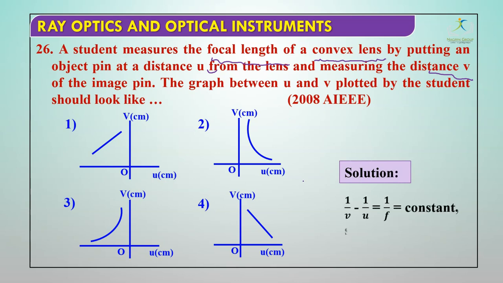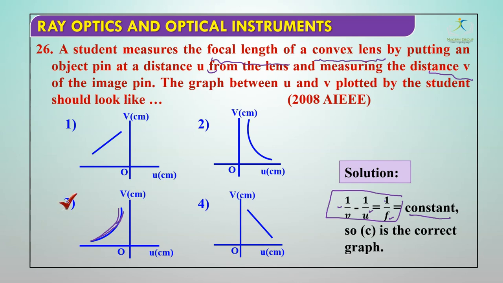According to the solution, as we know, 1 by v minus 1 by u is equal to 1 by f. These values come in the ratio of 1 by f. So as we can see, the graph will look like this. According to this, the third option is the right answer.